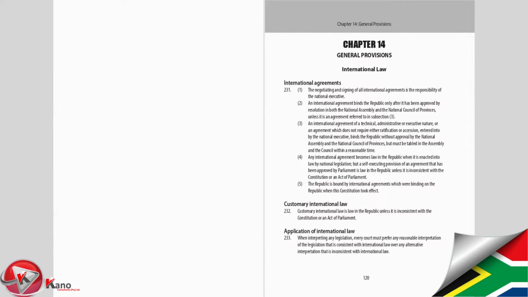This chapter also provides that, if inconsistencies arise from the translation of the Constitution into the 11 languages, the English version is regarded as authoritative.